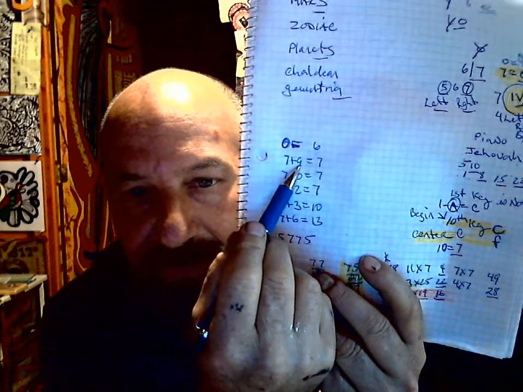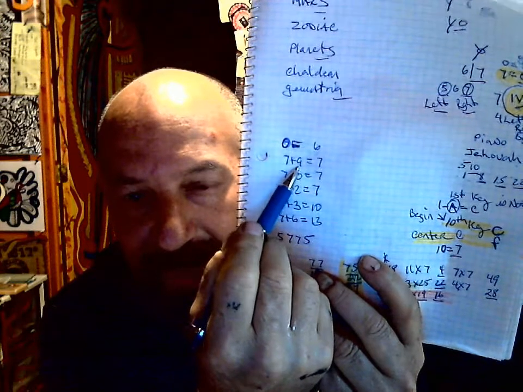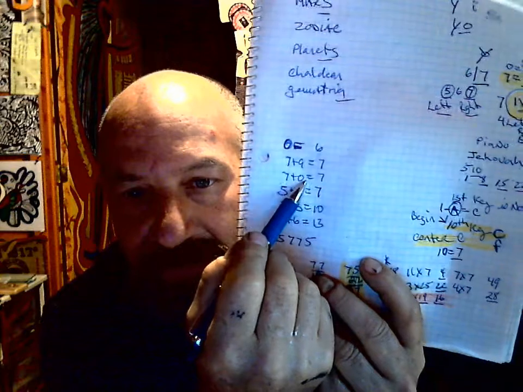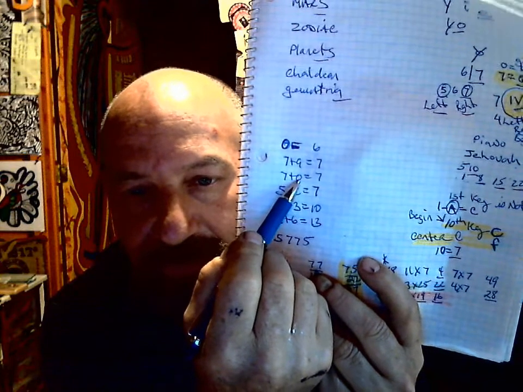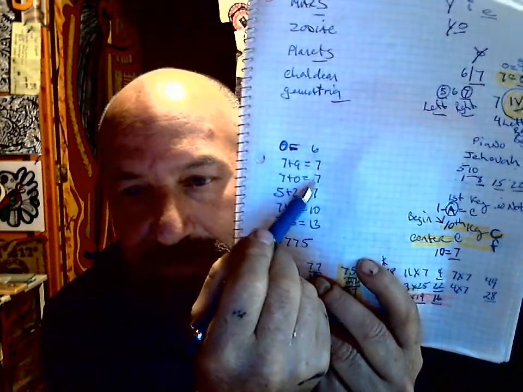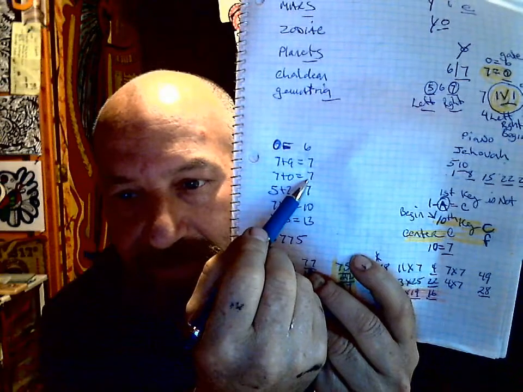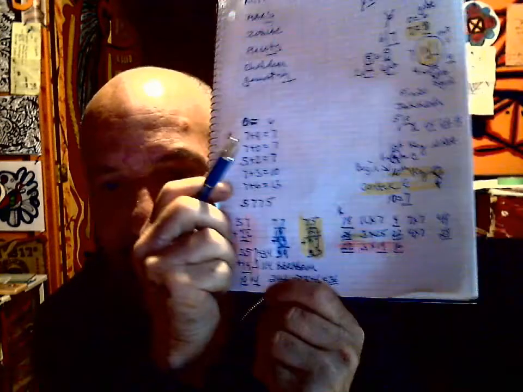7 and 0, because of the 7th gate, we don't have to add. 7 and 0, 0 equals 6. 6 and 7 is 13. 1 and 3 is 4. 7 also equals Sarah. 7 and 4 is Jesus. Back to the ring and the crown on the ring.